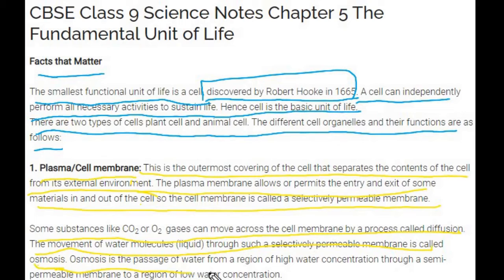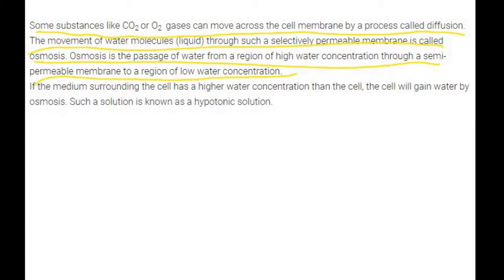Osmosis is the passage of water from a region of higher concentration through a semi-permeable membrane to a region of lower water concentration. So diffusion and osmosis only take place from a region of higher concentration to a region of low concentration. So if the medium surrounding the cell has a higher water concentration than the cell, the cell will gain water by osmosis. Such a solution is known as hypotonic solution.